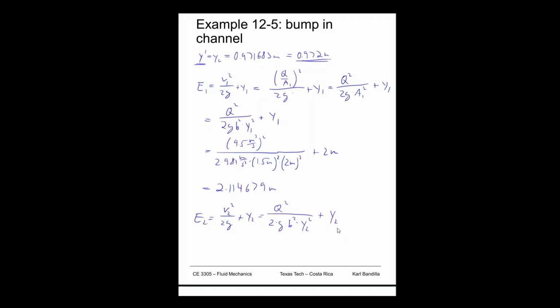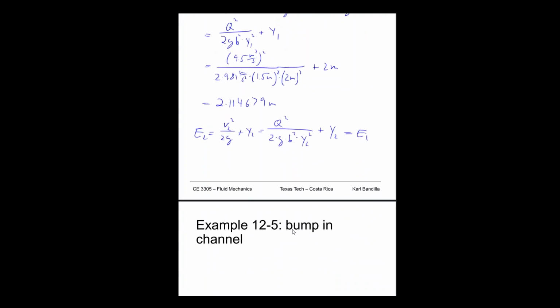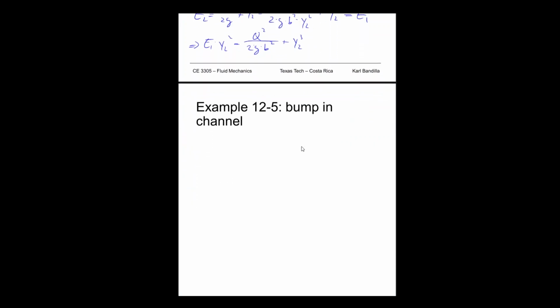Now the big difference, of course, is that we don't know what y2 is. That's what we're trying to find out. But we can say E2 will have to be equal to E1. And with that, we have an equation that only has one unknown, y2, so we can start solving this for y2. All right, so we can multiply everything by y2 squared. E1 times y2 squared is then Q squared over 2g b squared plus y2 to the third power. Because y2 times y2 squared.